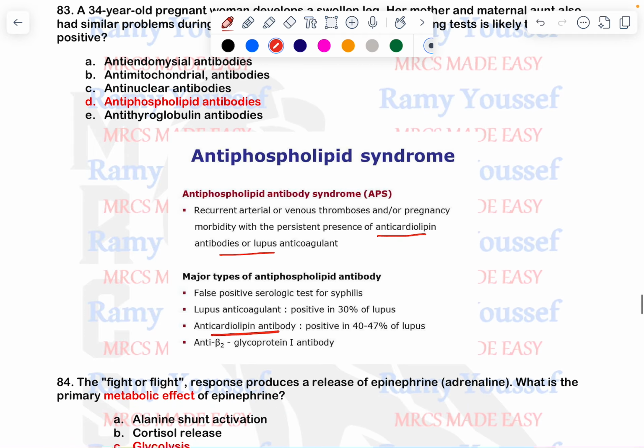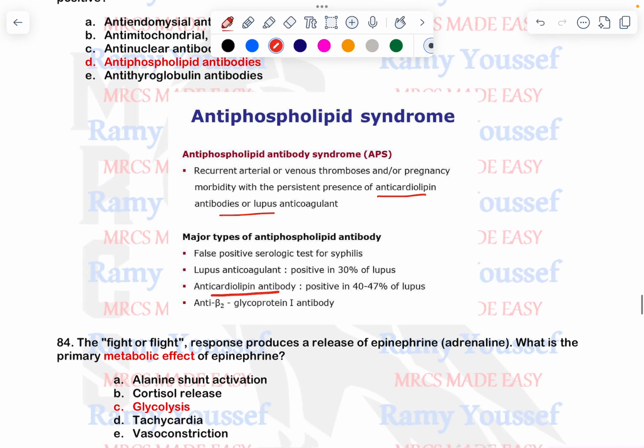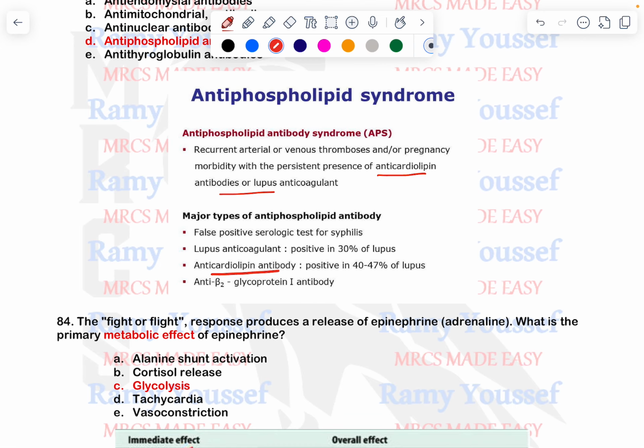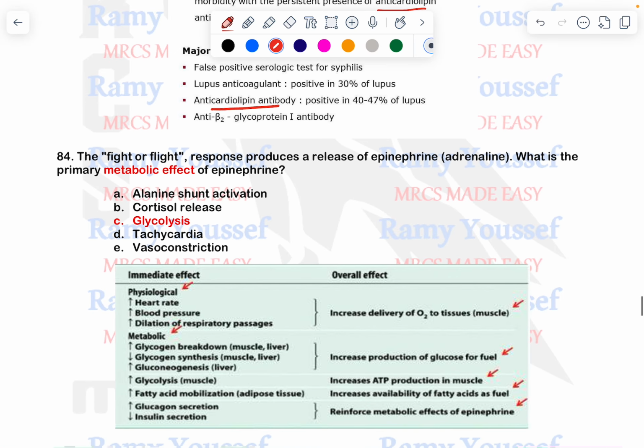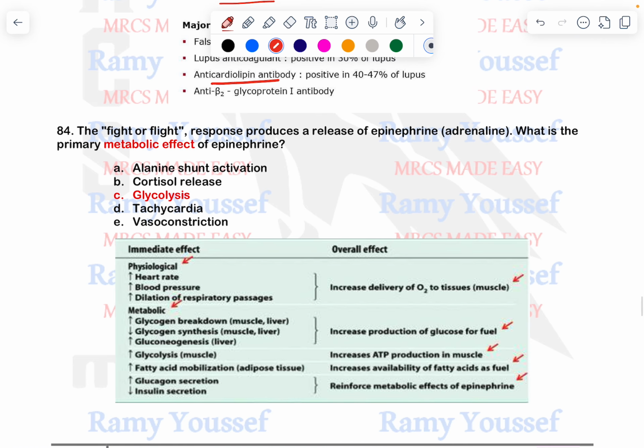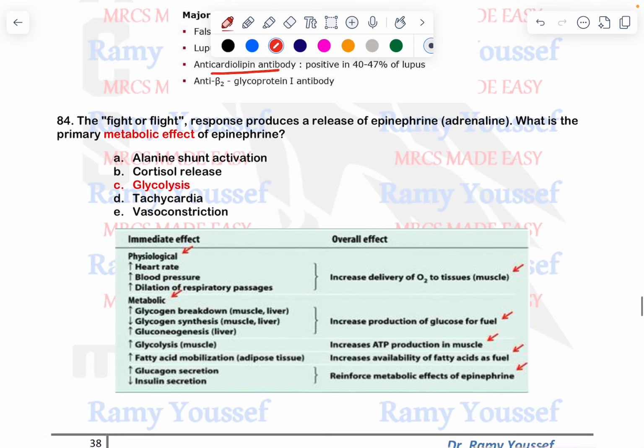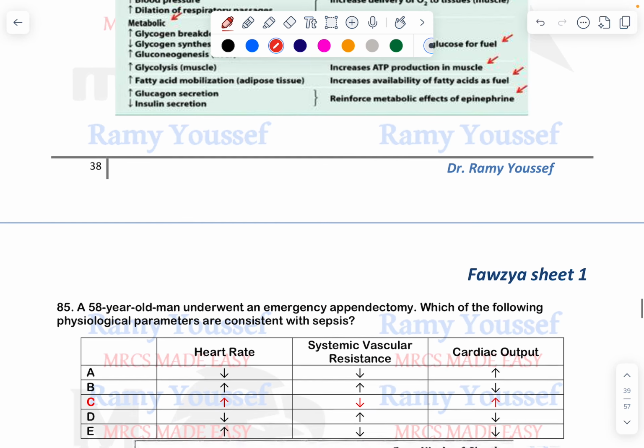Fight or flight response is adrenaline. This causes glycolysis. So there is no gluconeogenesis, or glycolysis actually. Increased heart rate, glycogen breakdown, increased glucose. So glycolysis, breakdown of glycogen.